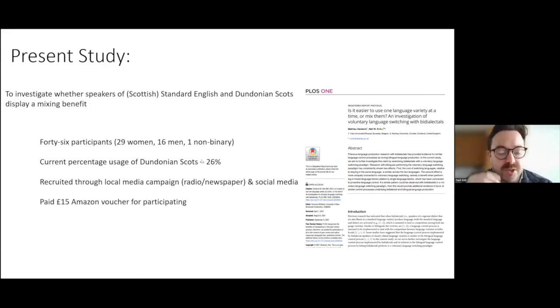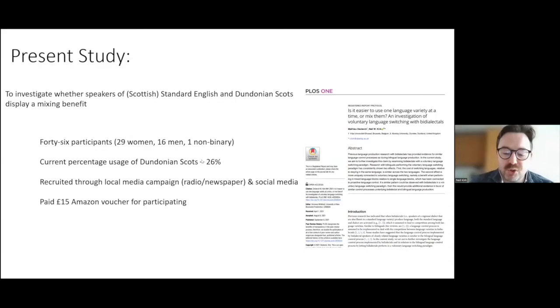As I mentioned, this was a registered report. We ended up with 46 participants, which was our target. They reported using Dundonian around 26% of the time. As Joe has said, I've used the local media, radio, newspapers, and social media to recruit our participants. And we paid them £15 for participating.